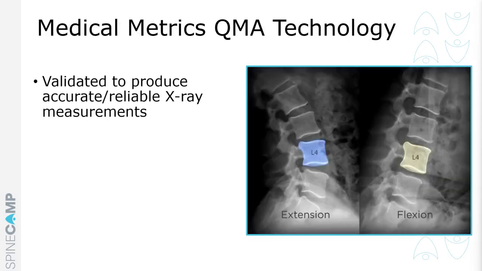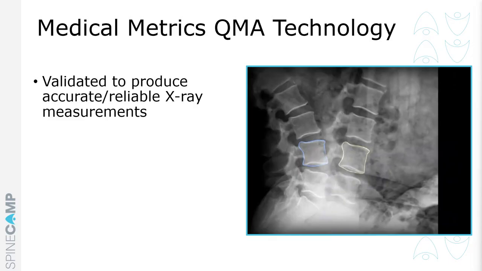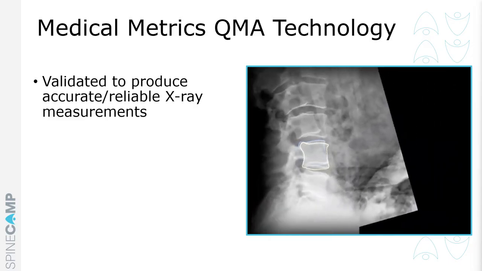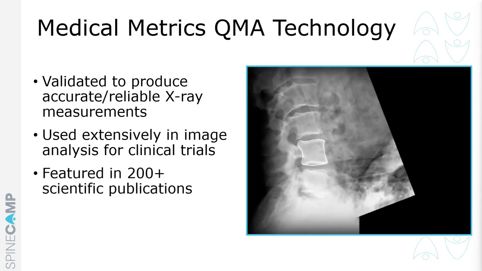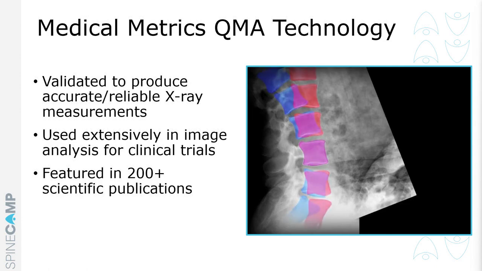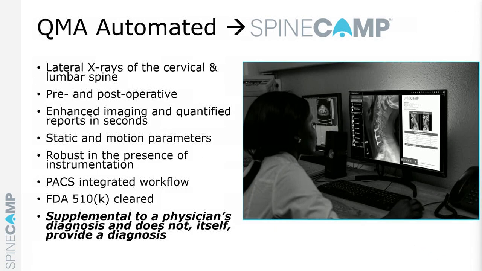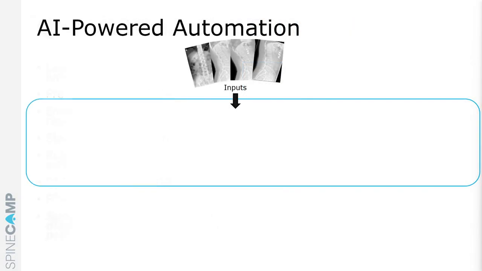Medical Metrics began many, many years ago with the QMA technology to validate and produce accurate and reliable X-ray measurements. This has been used extensively in over 200 scientific publications, and in the majority of the papers for FDA studies, MMI has used this technology to validate those publications. We take lateral X-rays of the cervical and lumbar spine, both dynamic and motion, and this is put into the PACS for an integrated workflow. It is FDA cleared, and it's a supplement to the physician's diagnosis.